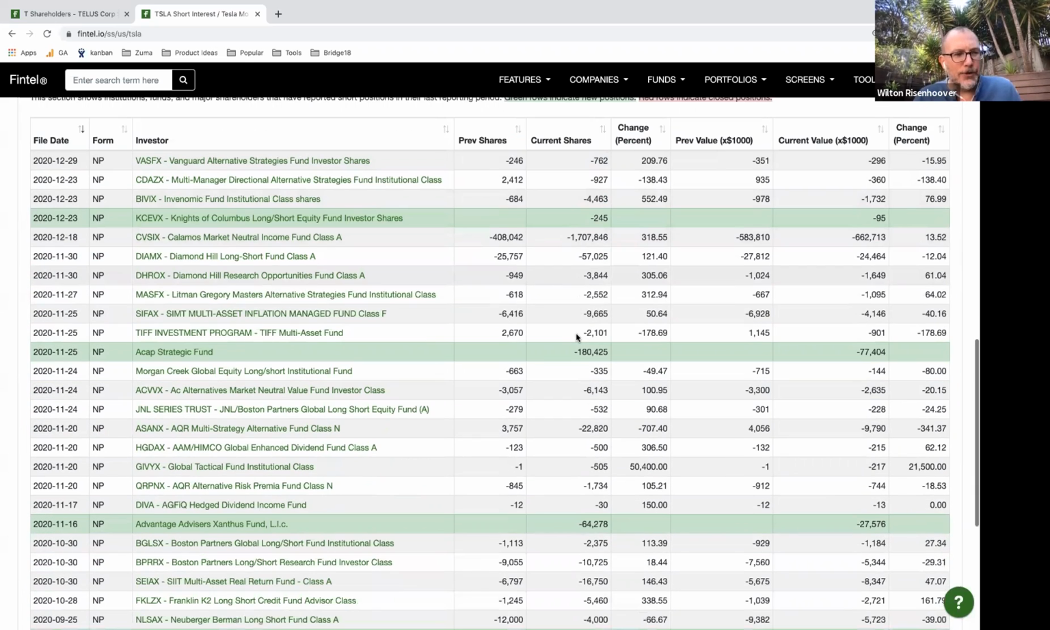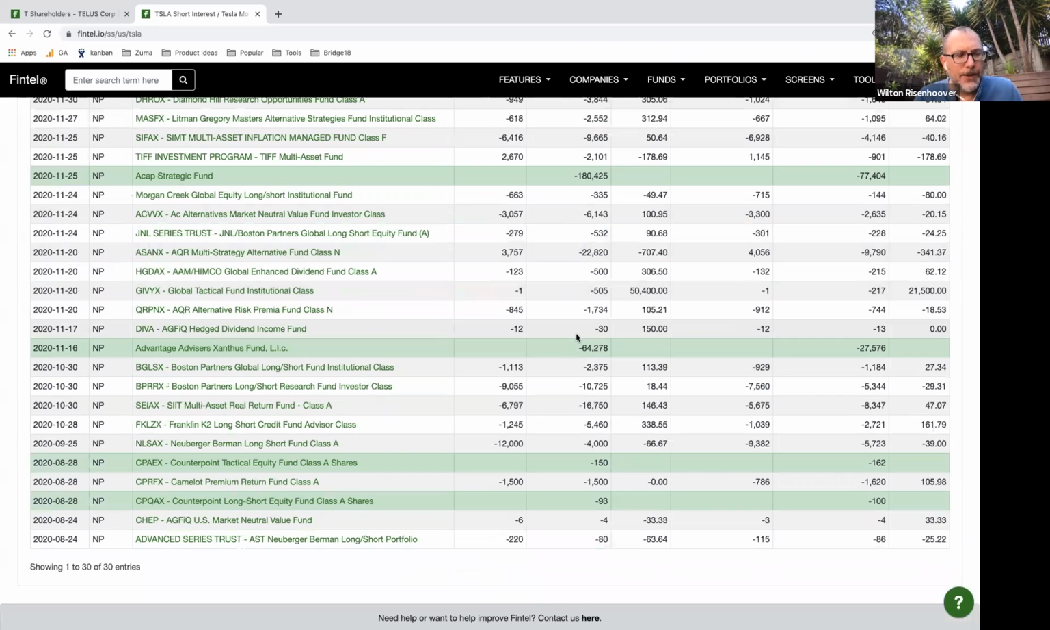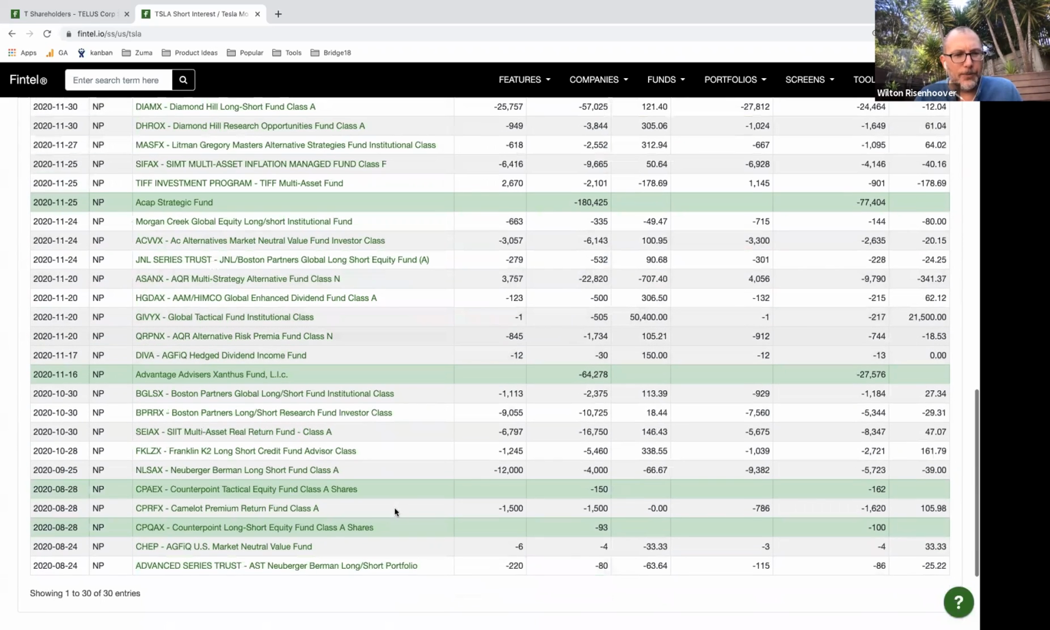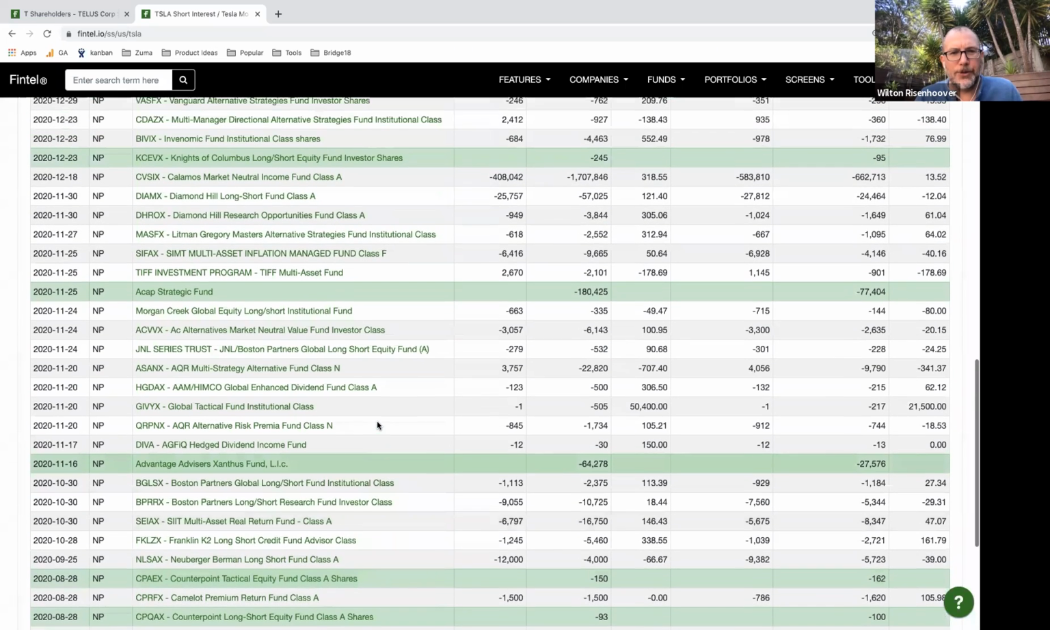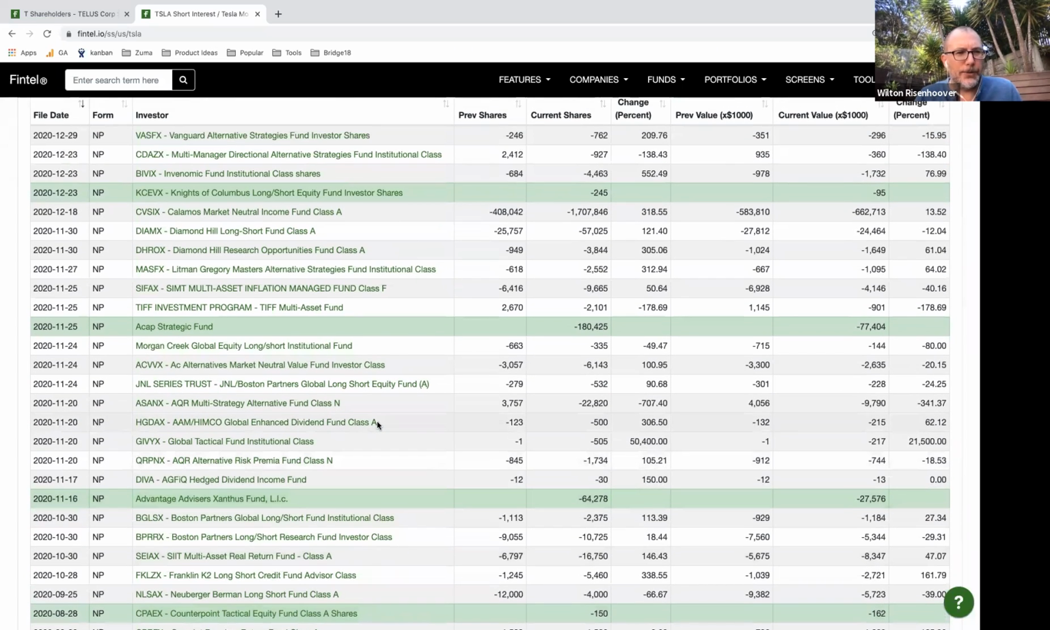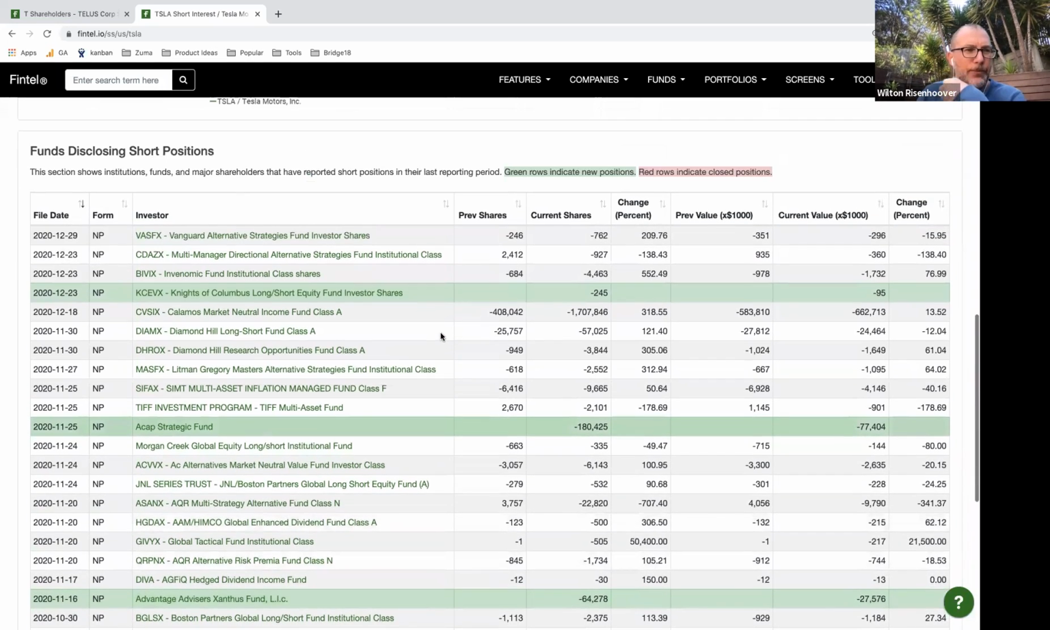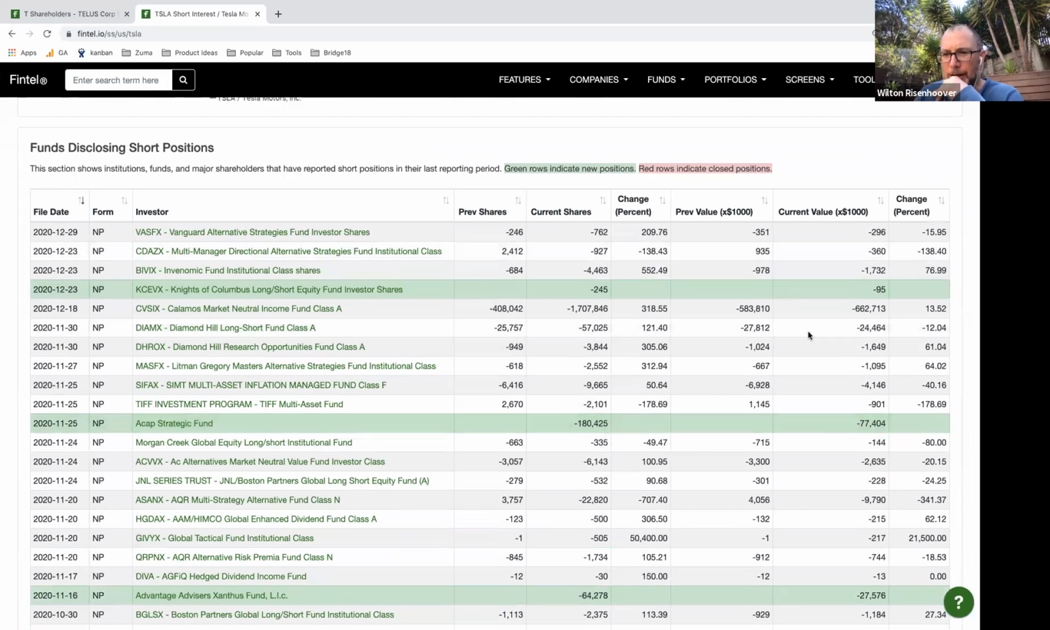This is the best we can do here, but it's something that's interesting. You can see that these green lines here are new short positions. So you can get a sense of whether this is going up or down, and what their strategy is. Jen, I hope that answered your question.